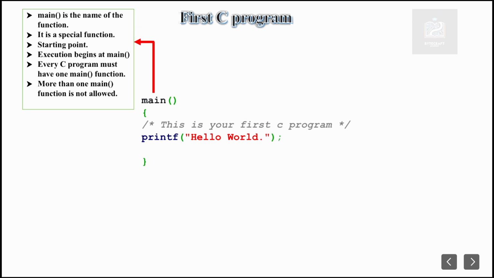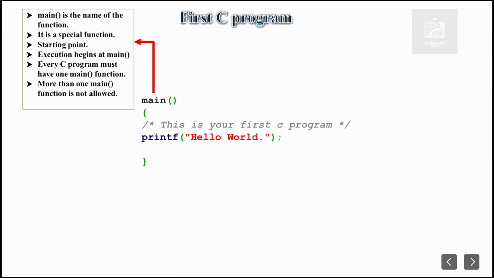Why? Because this is the starting point of the program, and execution begins with the main function. This is a special function, and every C program must have this main function, because this is the entry point of the program. We cannot have more than one main function, because then it would be a problem for the compiler to understand where to start. So basically, one main function is the thumb rule.